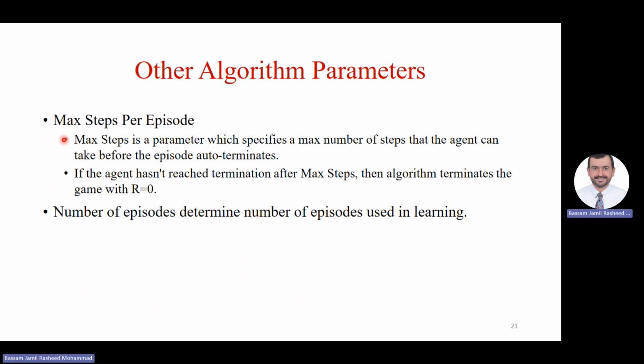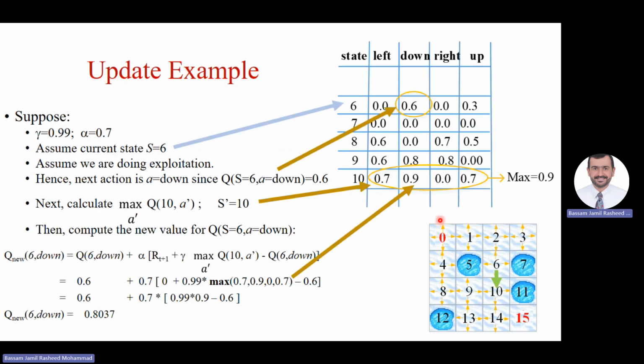Okay, so once we take steps in an episode, sometimes with these random moves, we can go on forever in any episode. So you have to set a maximum number of steps per episode, and if you reach that maximum, you auto-terminate, and this is with a reward of 0. The number of episodes determines the number of episodes used in learning. You set this in your program.